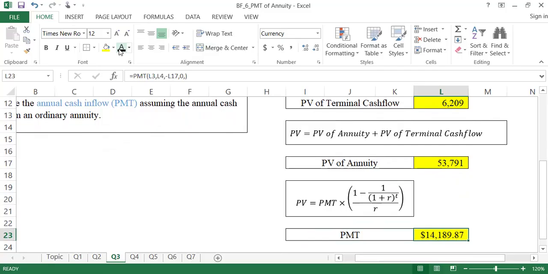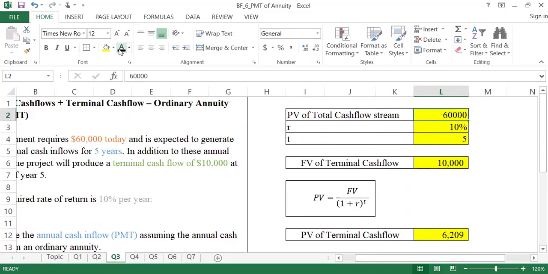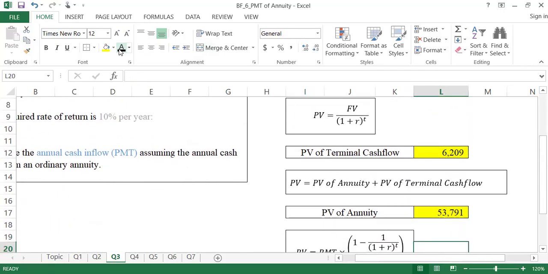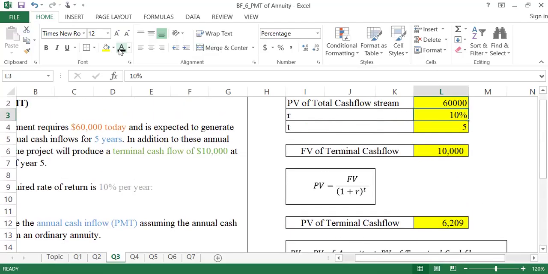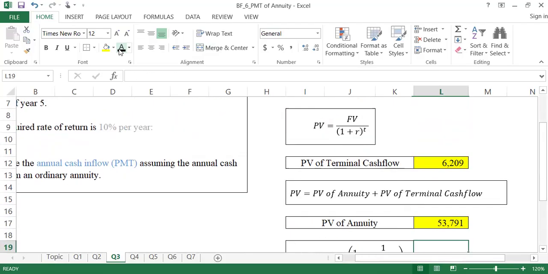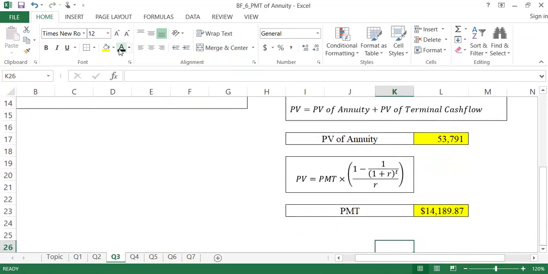So if we invest 60,000 today at an interest rate of 10% for 5 years, this cash flow stream will generate first 14,189 for 5 years, equal payments, plus another 10,000 at the end of 5 years. Any question which has terminal cash flow, you have to work with the terminal cash flow individually and subtract it from the present value before you start working on the annuity.